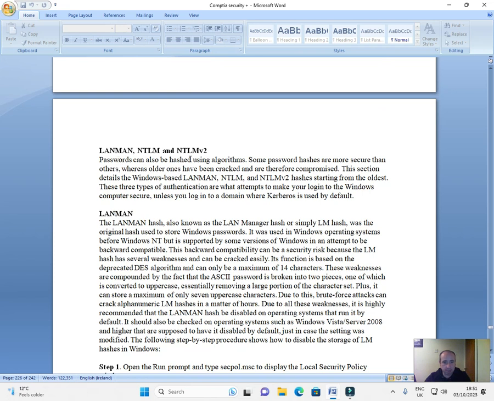LANMAN, NTLM and NTLM version 2. Passwords can be hashed using algorithms. Some password hashes are more secure than others, whereas older ones have been cracked and are therefore compromised. This section details the Windows-based LANMAN, NTLM and NTLM v2 hashes, starting from the oldest. These three types of authentication are what attempts to make your login to the Windows computer secure, unless you log into a domain where Kerberos is used by default.